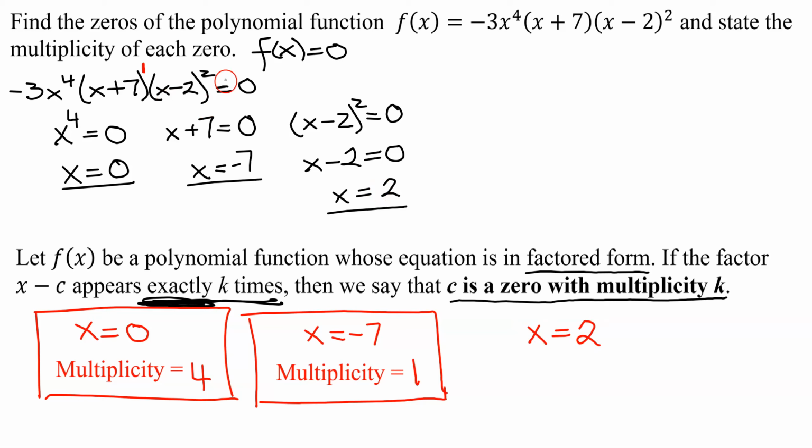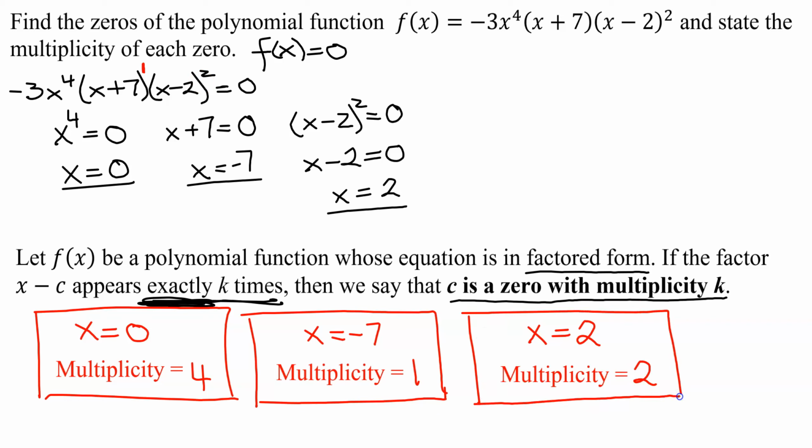My last zero was x equals 2. It came from x minus 2 all squared. How many times does the factor x minus 2 occur in my polynomial? Well, it's the exponent. It's 2 times. So my multiplicity of x equals 2 is 2. So there are all the zeros with their multiplicities.